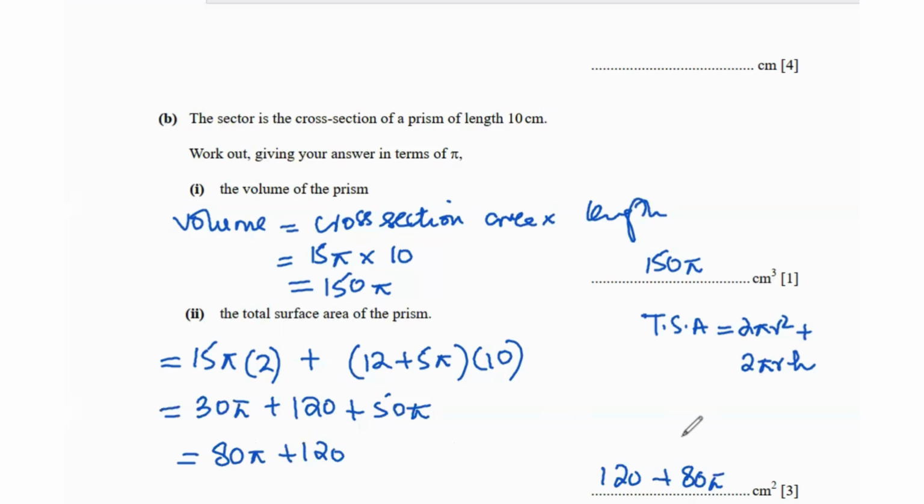So whenever you have a similar shape connected to the cylinder, see what the total surface area formula for a cylinder is, and then see what fits in what part. 2 pi r square is the area for the top part and the bottom part. 2 pi r h is the curved surface area. 2 pi r is the perimeter, or the circumference of the circle, which is a circular face at the top. And for us, it's a sector. So for the sector, our perimeter was 12 plus 5 pi. So we multiply that with the total length of the prism.